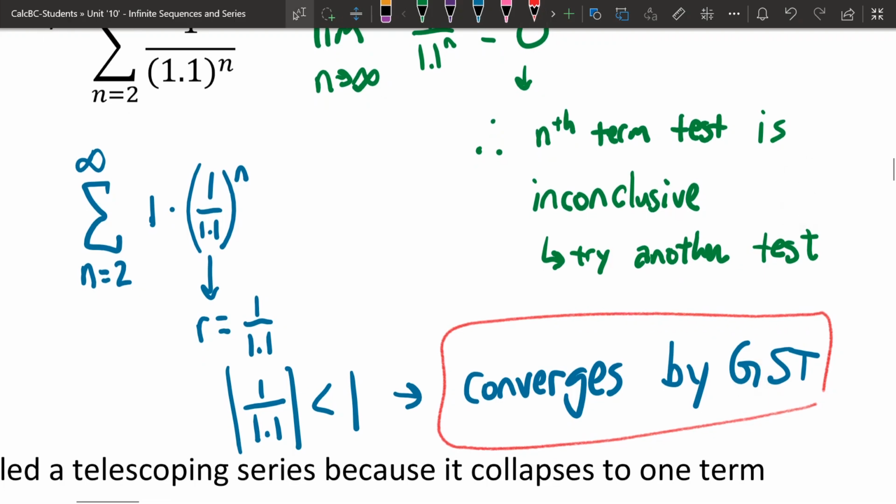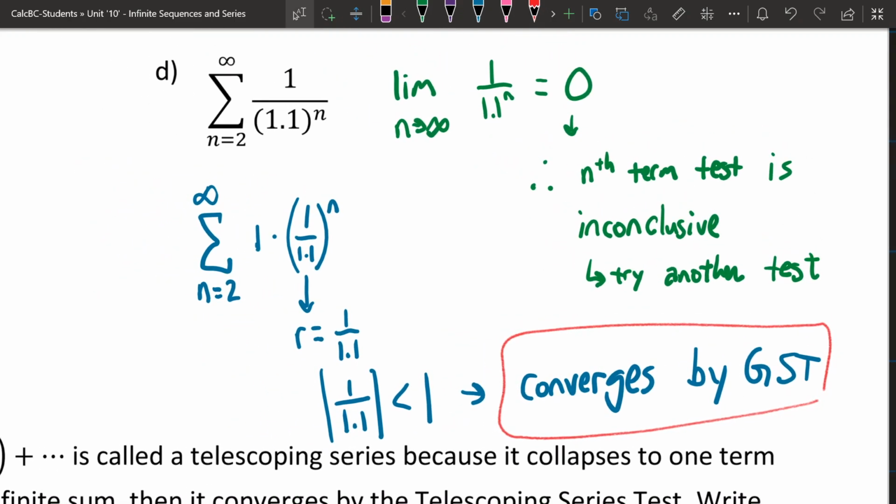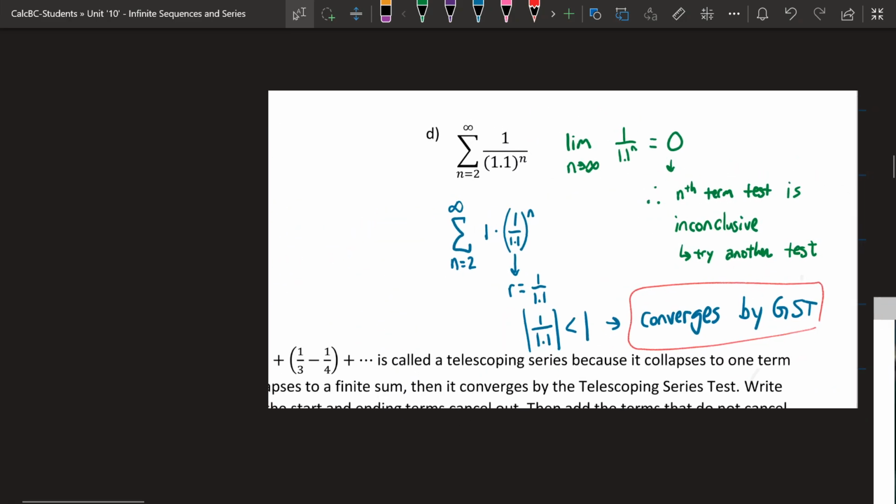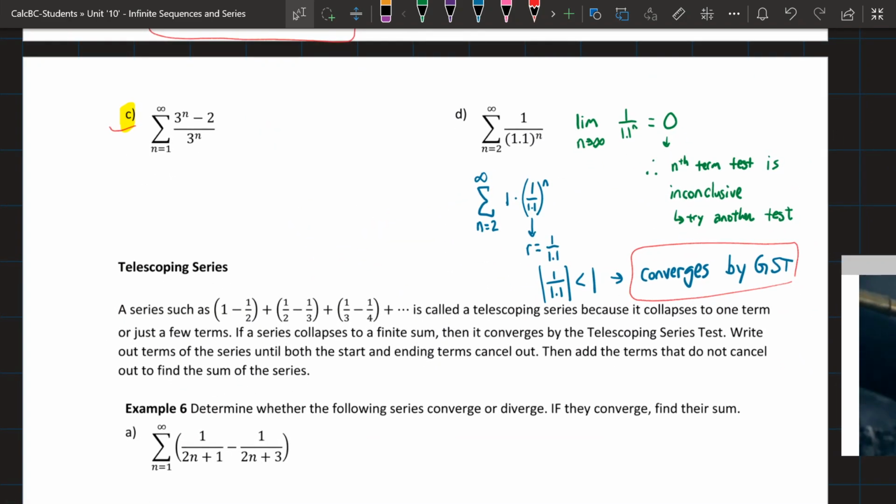So there'll be times when we try a test, it doesn't work, and we'll try another test until we get a conclusion. All right, nice. Next up, our telescoping series.